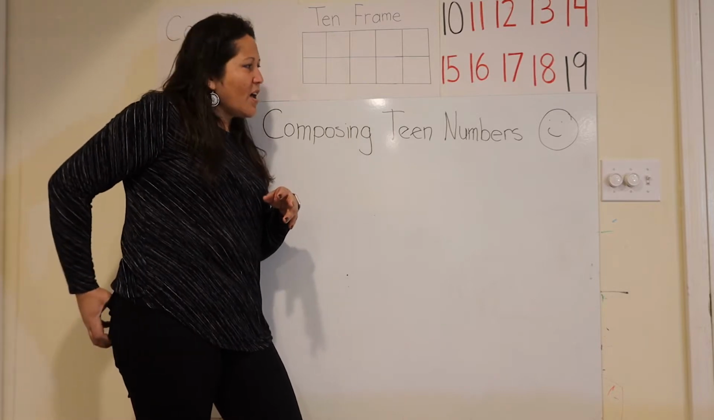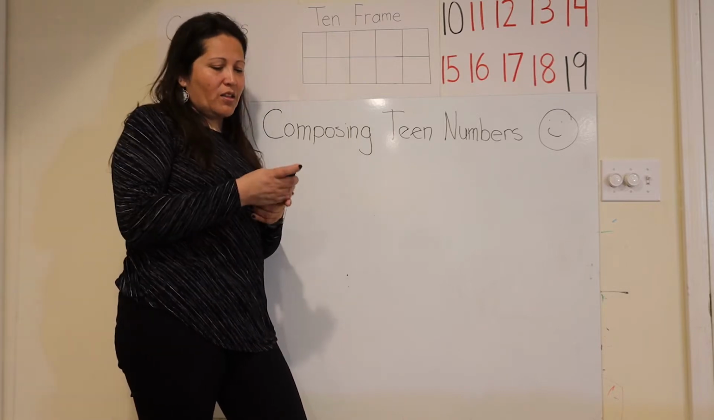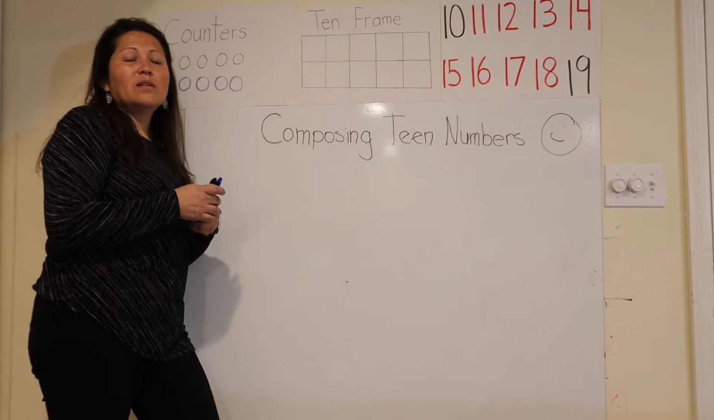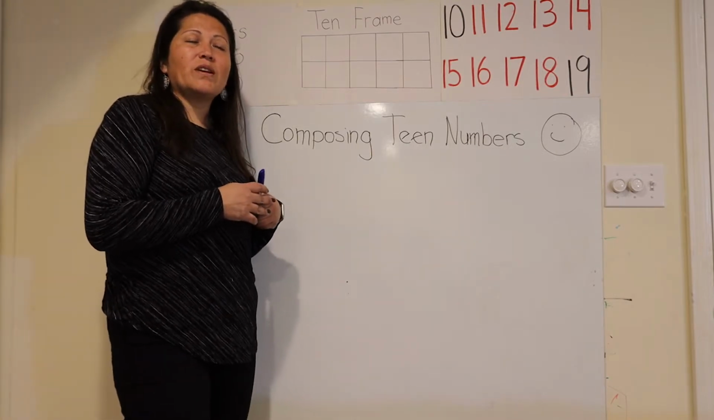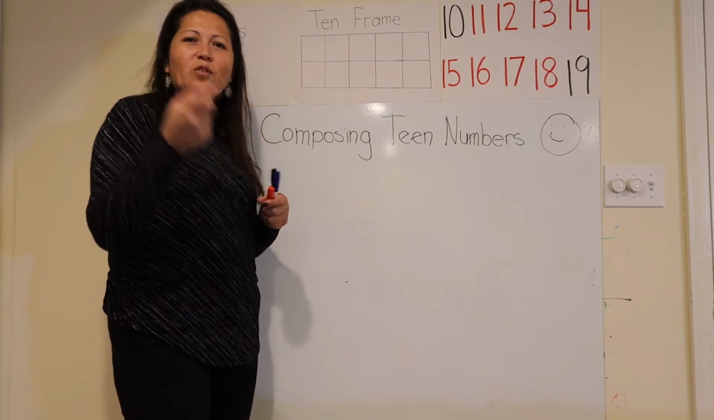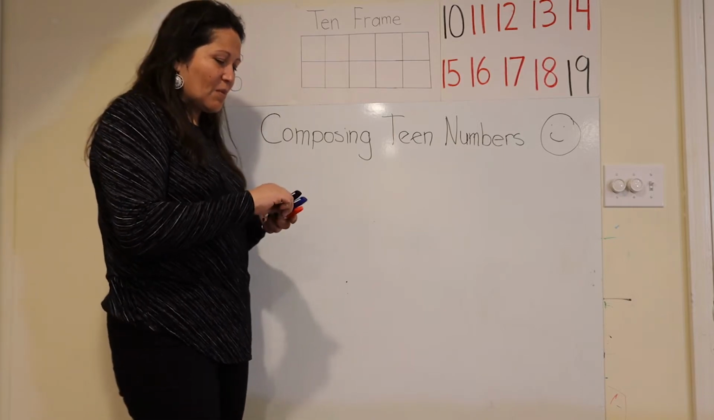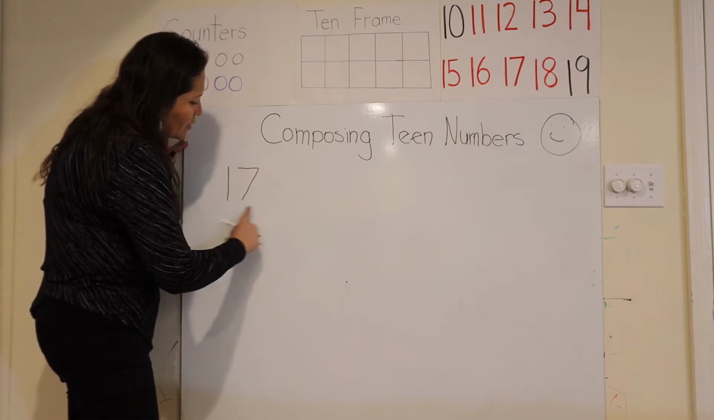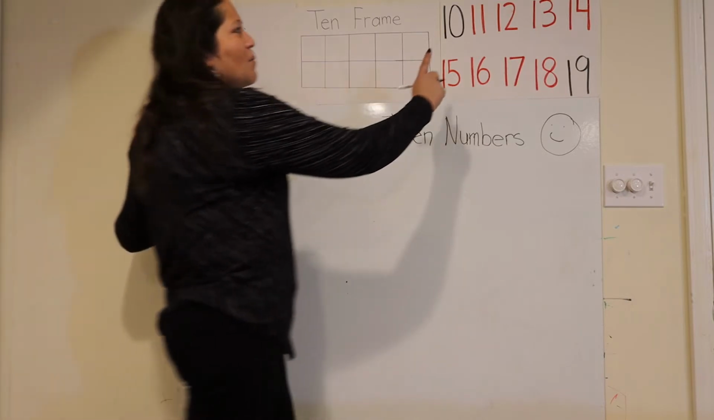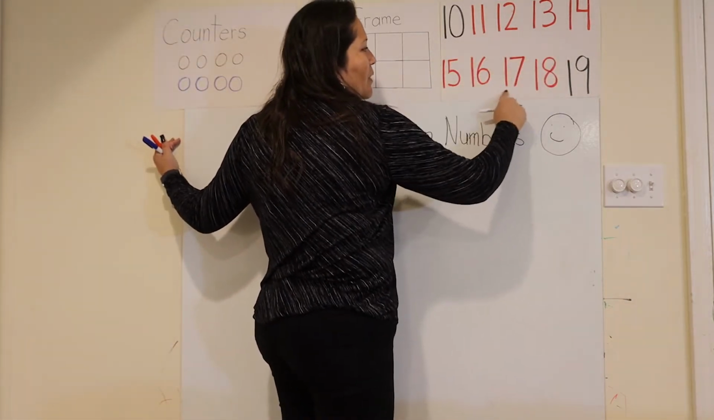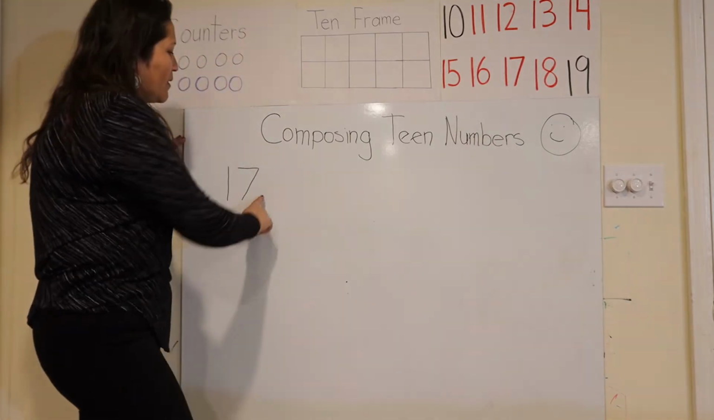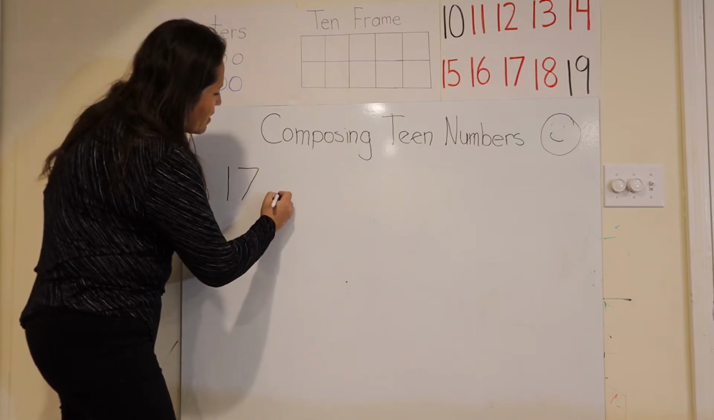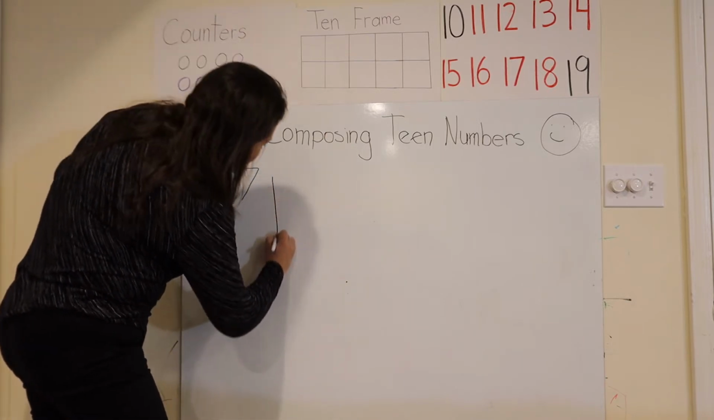So today, we're going to work first. The first number we're going to compose or put together is number 17. Let's try composing number 17, all right? I'm going to write my number 17. Let's check. Is number 17 a teen number? We're going to look at our numbers. Number 17, yep, it's right here. So for number 17, since it's a number bigger than 10, we're going to make a frame here.